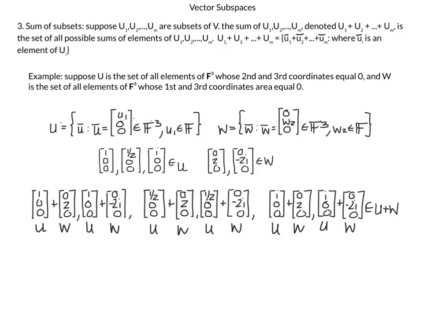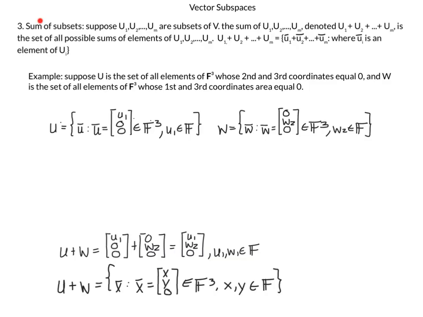But we extend this on to UM, however many subsets. In this case, we only had 2, but we can have up to M. And again, this is just a sample of all the sums. For the set of all possible sums, there's an infinite number of them.